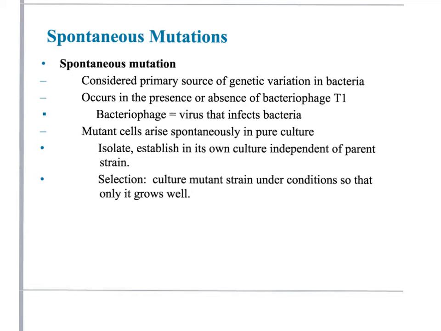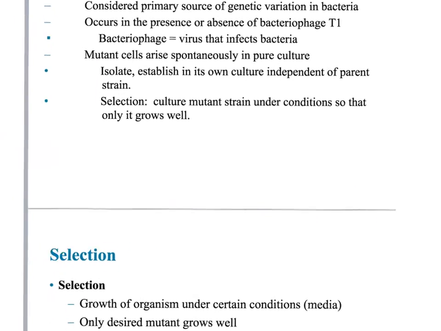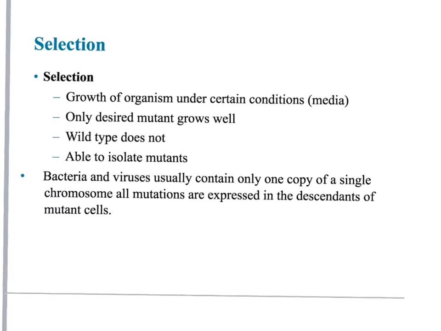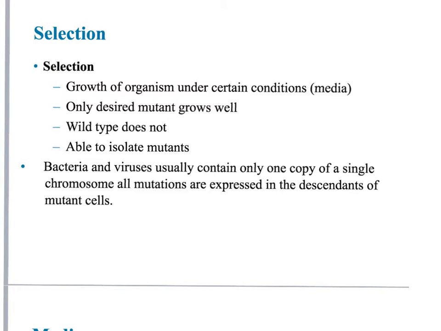So we're able to select this mutation and grow another strain or grow another strand of genetic information, whatever it may be that we're looking at. We can isolate it and end up inducing another strain that's going to grow well. So the selection part is, again, the growth of an organism under certain conditions, very good conditions that allow for that strain to prosper. We only want that desired mutant to grow and grow well. The wild type does not. We're not mixing and matching. We're only looking at that mutant here.